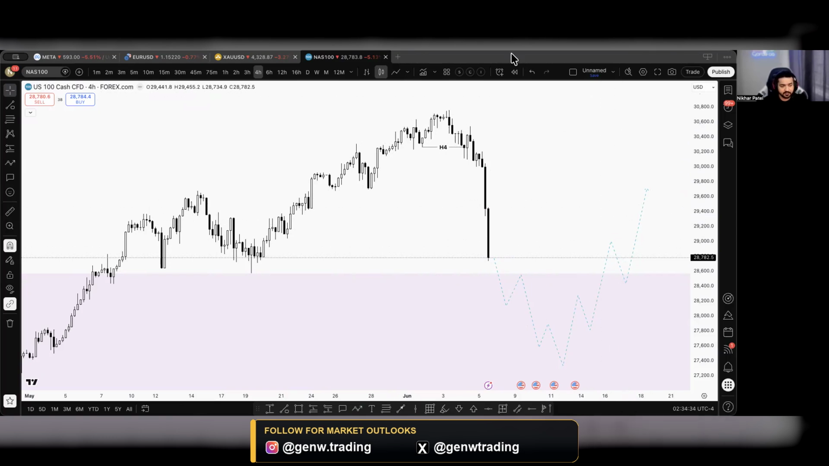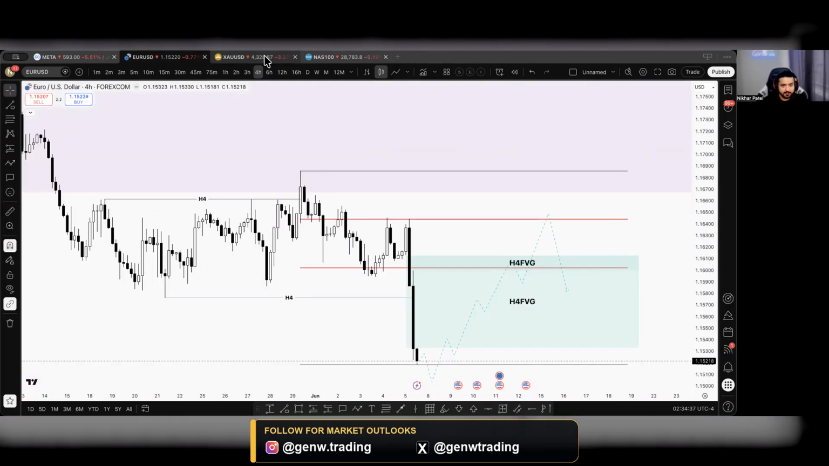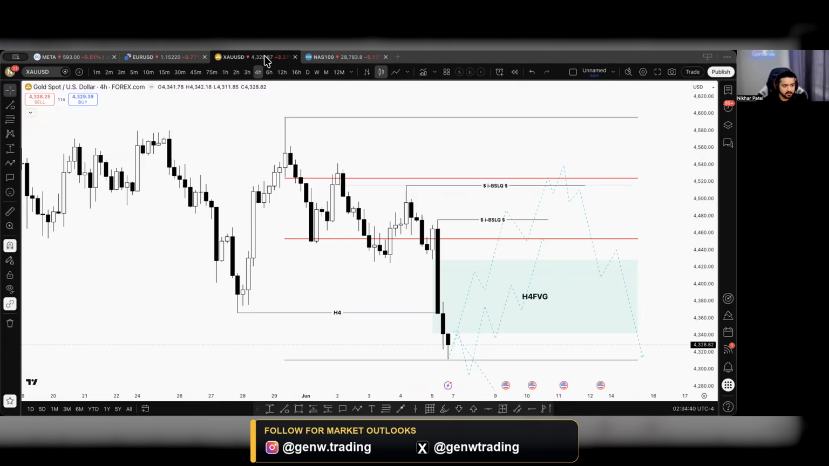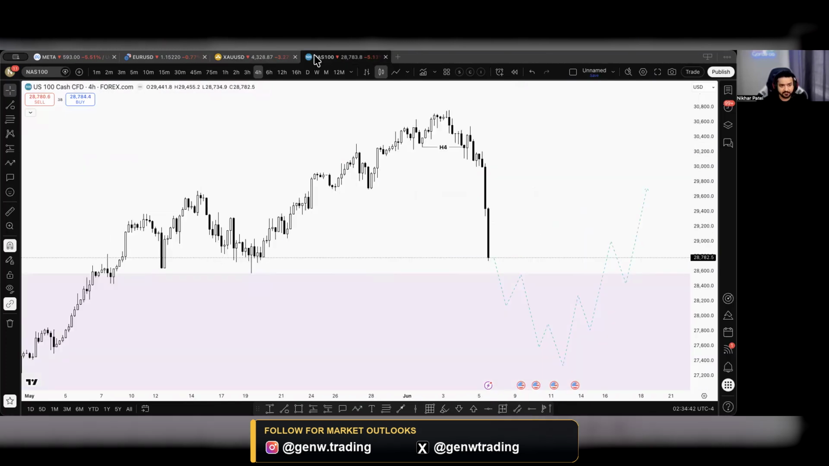I hope this analysis was helpful for you. We have three pairs: euro dollar for short, gold for short, and NAS100 for a potential long opportunity in the coming week. I wish you a wonderful week ahead.